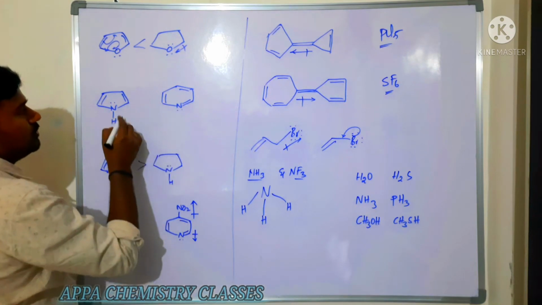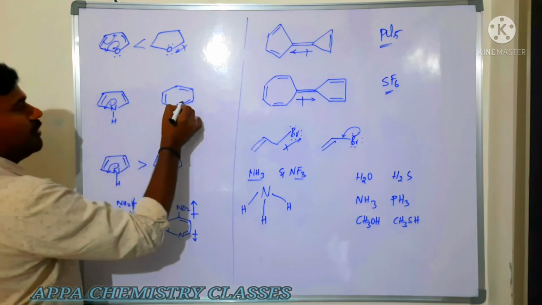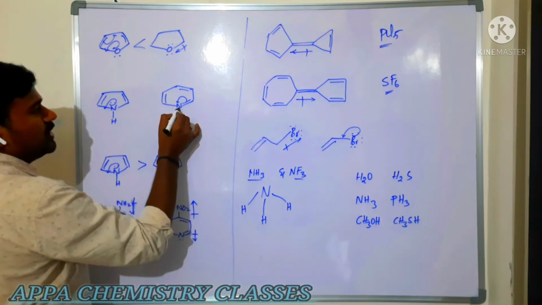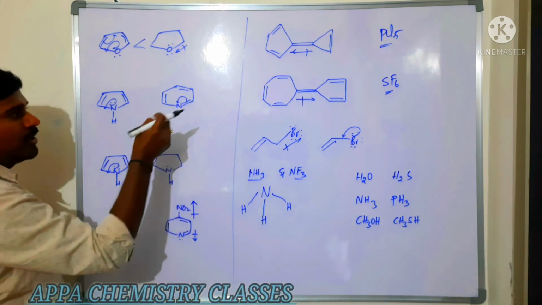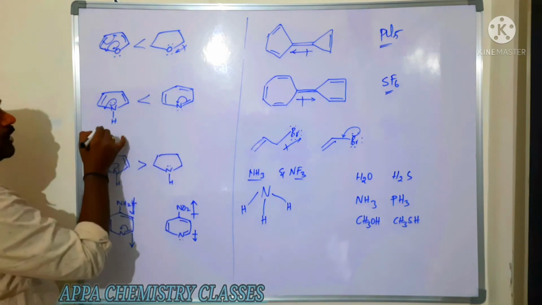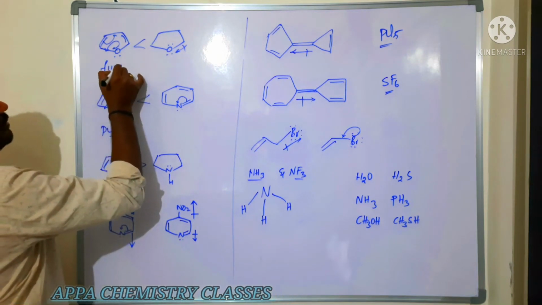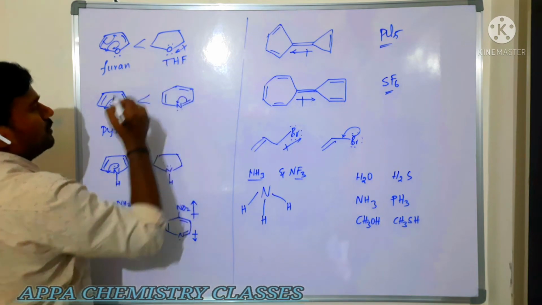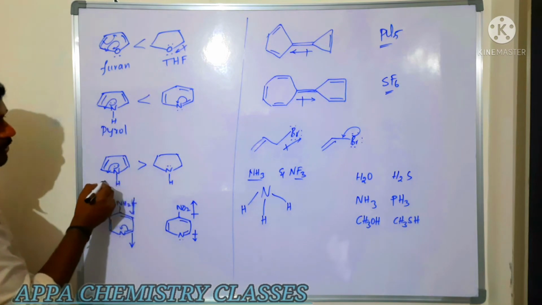Now among these two, here the lone pairs are moving away from the nitrogen, but whereas here the pi bond is shifting towards the nitrogen, which increases the electron density on nitrogen. So its power increases. Then its dipole moment is more than the pyrrole dipole moment. It is called pyrrole. It is called furan. It is called THF, tetrahydrofuran. Okay, tetrahydrofuran. Now among these two, here pyrrole is there.